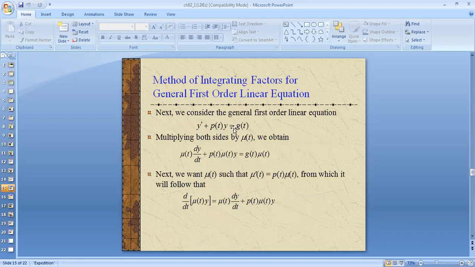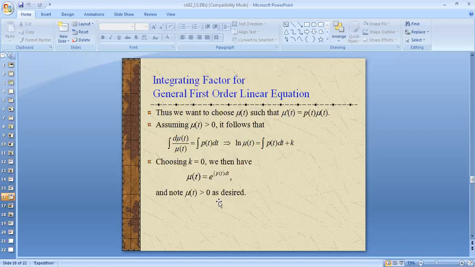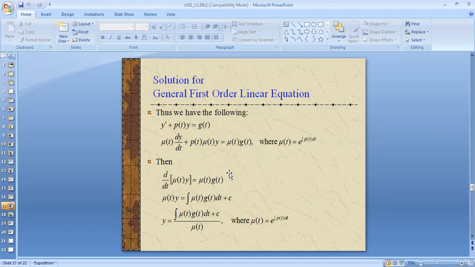So this is the previous linear differential equation of the standard form, just multiplying by mu t, with the same procedure. This is mu t equals, as we have proved, the integrating factor. Thus we have the following. This is the standard form of a linear differential equation. If we multiply by mu t on both sides, then this is integrable, and we can solve this for y.